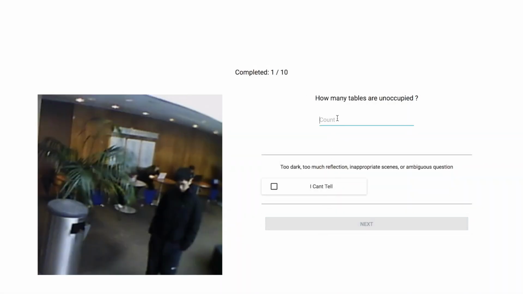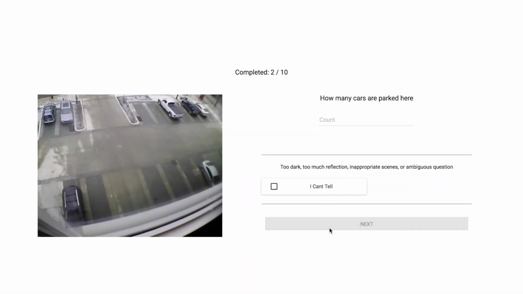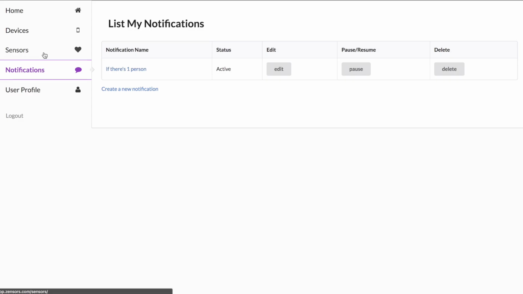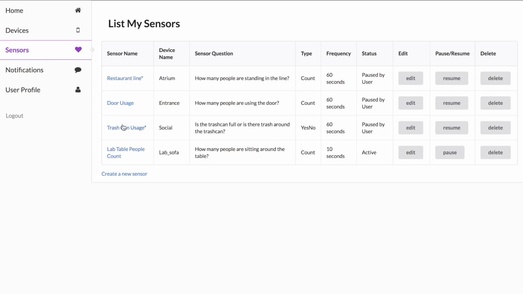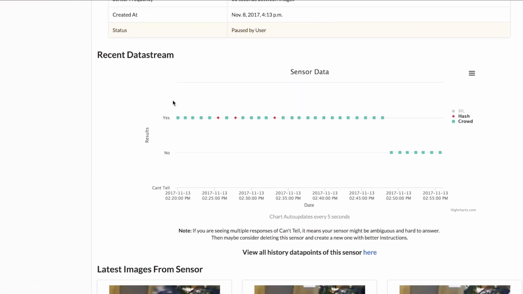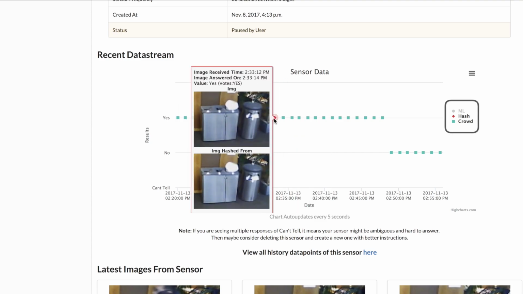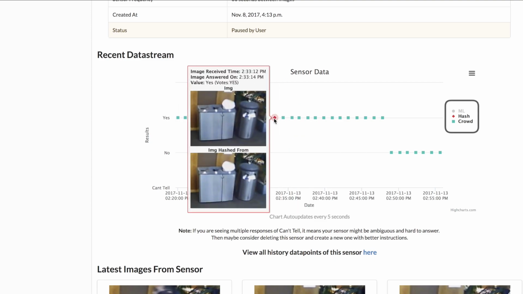At first, crowd workers use our labeling interface to provide near-instant answers for users' questions. Over time, we rely on the crowd less, as answers can be automated through perceptual image hashing and machine learning. Here is a dashboard for a sensor showing crowd-powered and hash results.